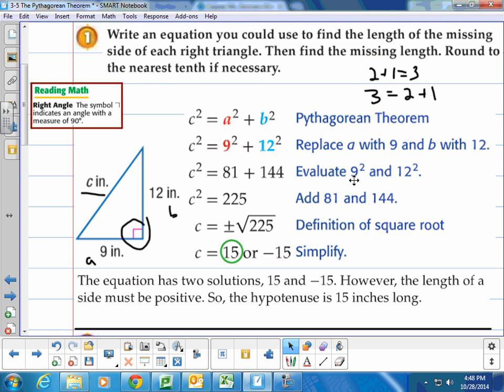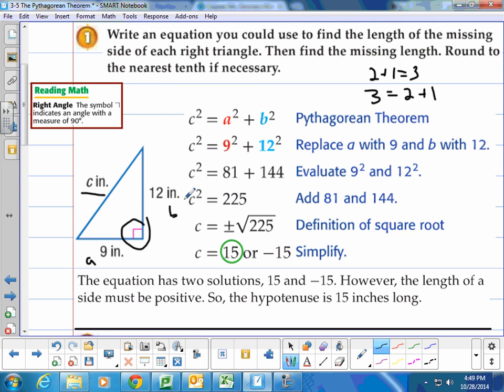We evaluate, meaning we solve 9 squared and 12 squared for 81 plus 144. C squared stays the same because nothing's changed there. We add those two digits together for 225. And so C squared, so C times itself, the side length times itself, is 225. Then we take the square root of that number. So the square root of 225 and the square root of C squared.